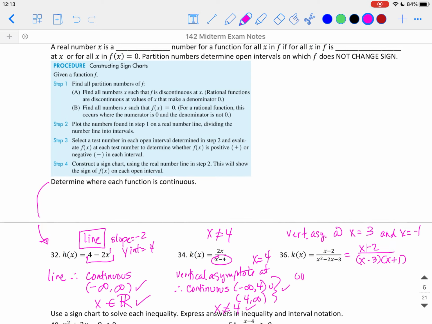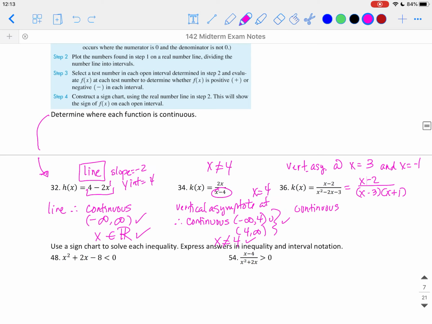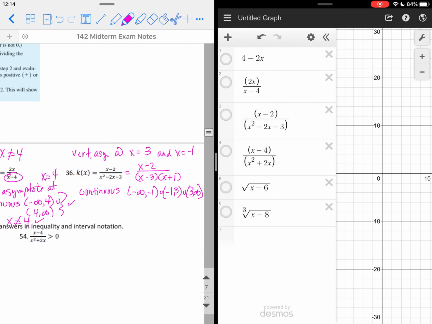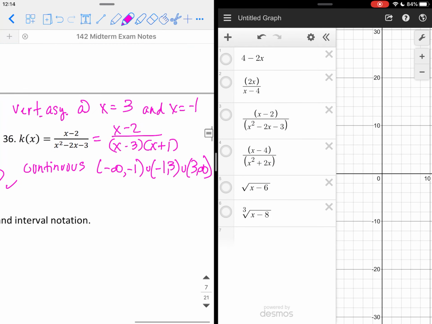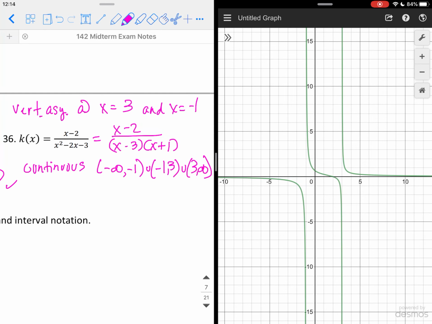So for continuity, it's going to be continuous from negative infinity to negative 1, and then from negative 1 to 3, and then from 3 to infinity. Now this one I will graph so we can confirm. So I'm looking at this one, and I had already graphed it right here. And so I'll do a quick little sketch so that I can mark it up here.